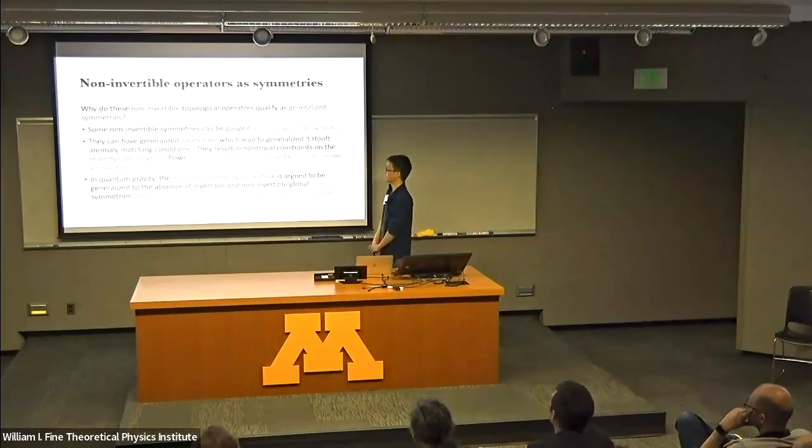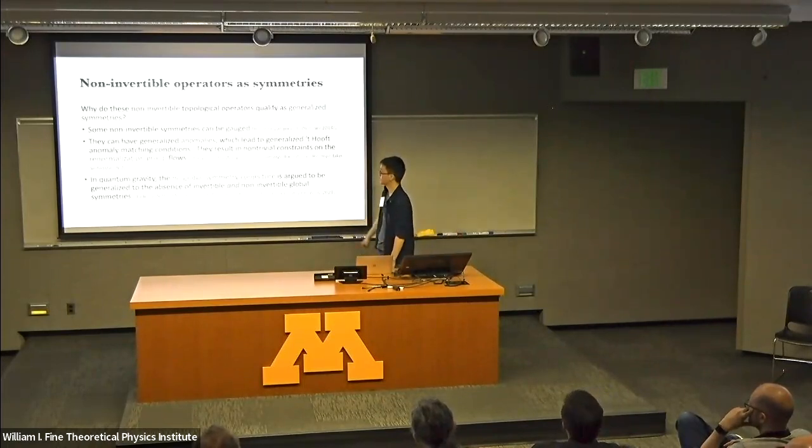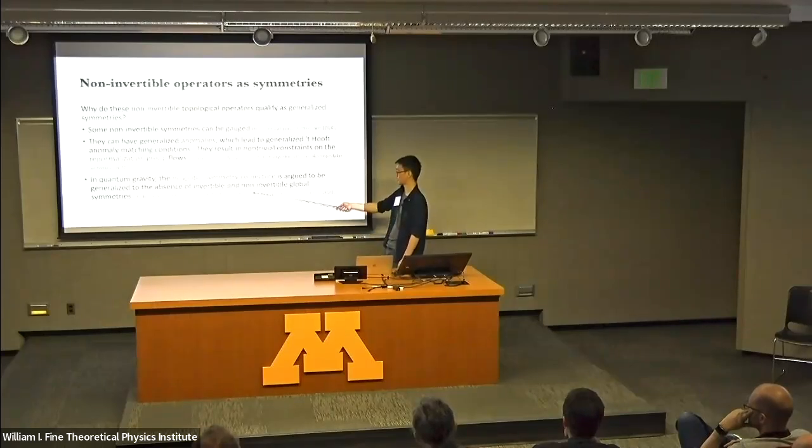Here are some arguments that these non-invertible topological operators qualify as generalized global symmetries. First of all, some of them can be gauged just like the ordinary global symmetries. There's a generalized gauging procedure. Second, when there's an obstruction to gauging such a non-invertible symmetry, they lead to generalized 't Hooft anomaly matching conditions, and that gives you non-trivial constraints on the renormalization group flows. And third, in quantum gravity, it's usually believed that there's no global symmetry, and that conjecture is recently argued to be generalized to the absence of invertible and non-invertible global symmetries.